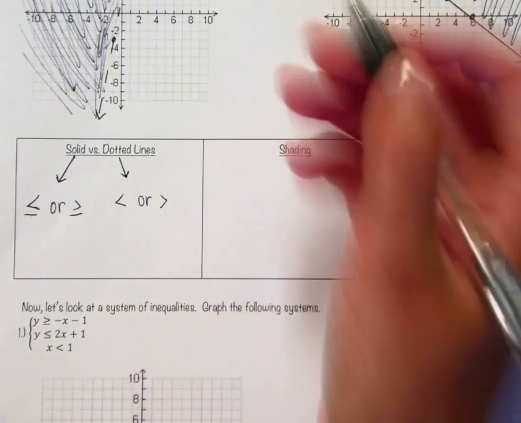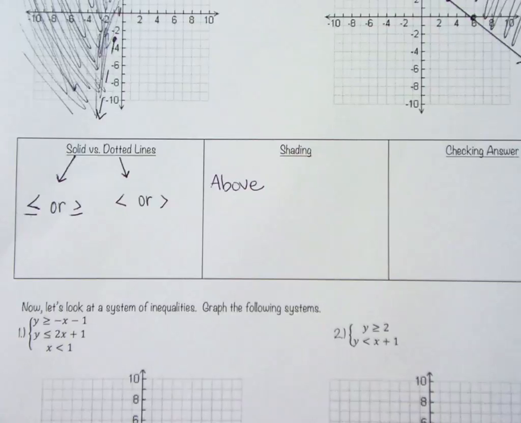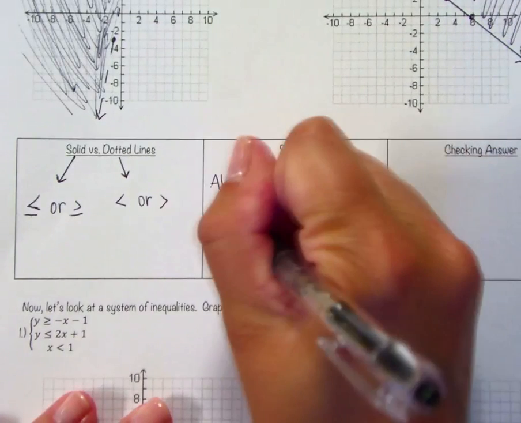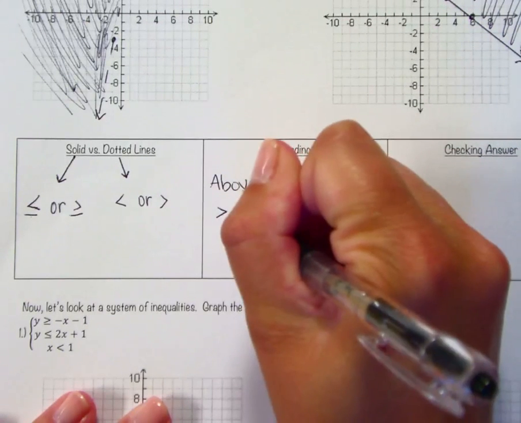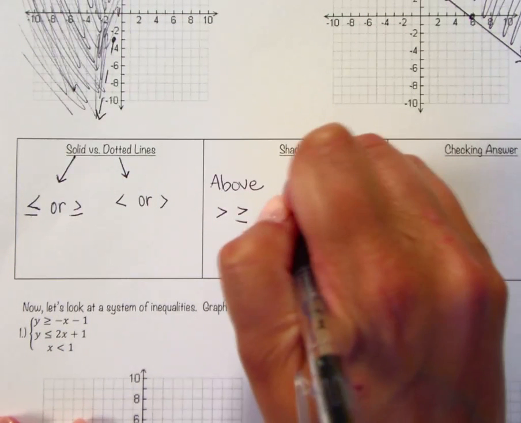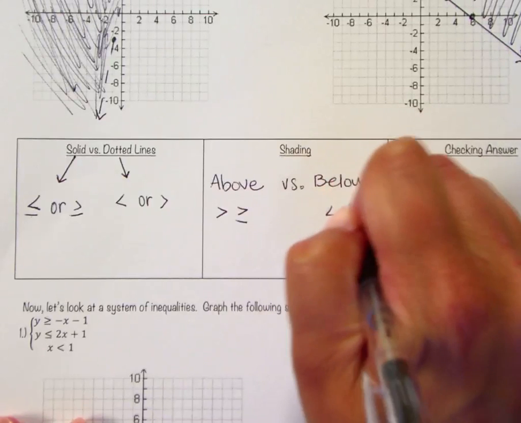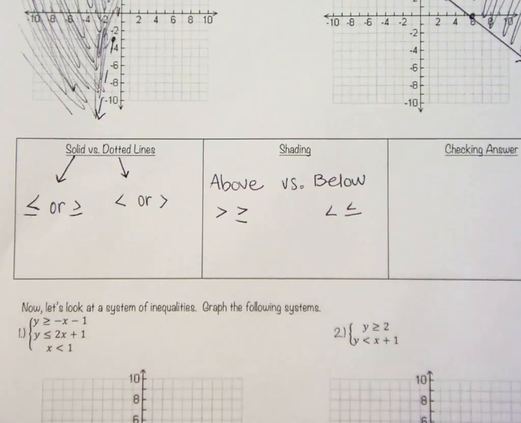For our shading, we will shade above our line for what symbols? Emily, greater than? Very good. Greater than or greater than or equal to. And then we will shade below our line for either of our less than symbols.